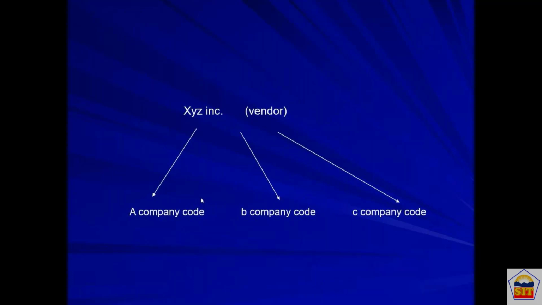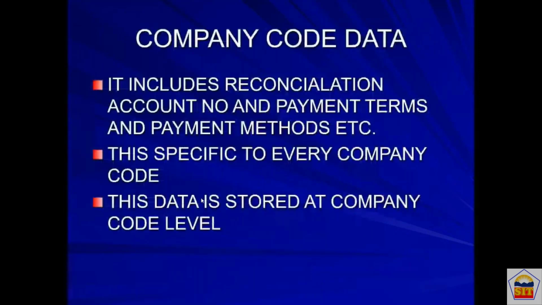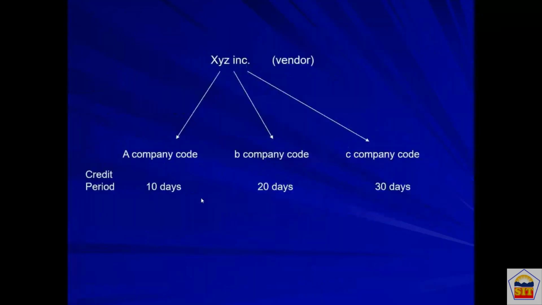Company code data is specific data, and it may be different. What type of company code data may we have? We have the reconciliation account, terms of payment and payment method, and it is maintained at company code level. For example, continuing with the same example, we have the supplier, and the supplier is procuring goods or services to these three companies.